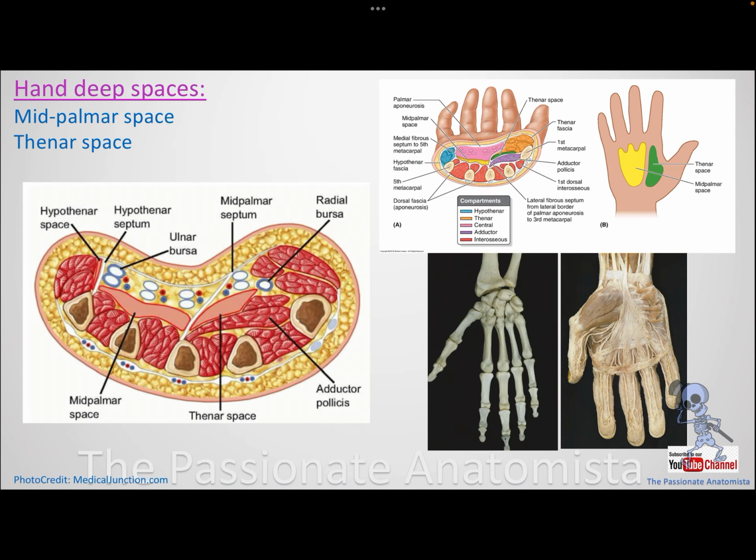Now we're going to move on to the spaces of the hand. We have hand spaces. These spaces are very important for the spread of infection or space occupying lesions.